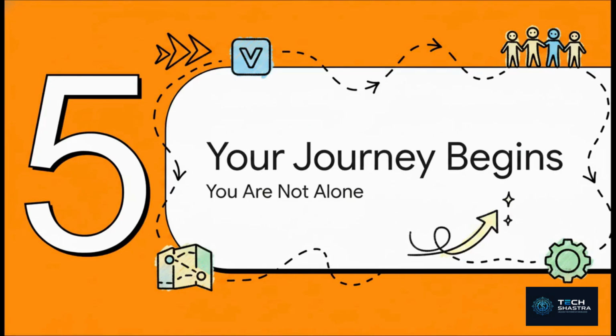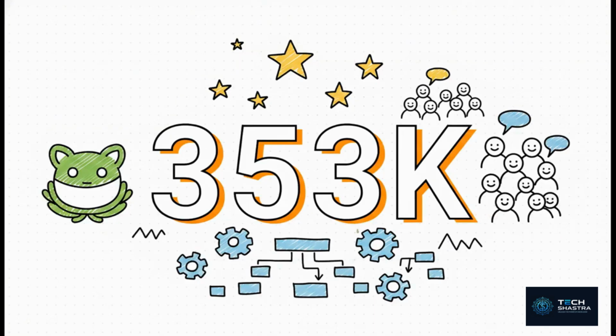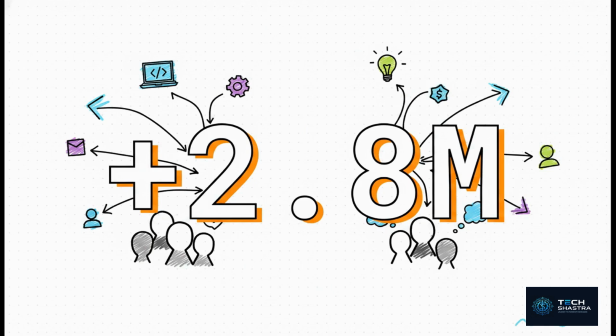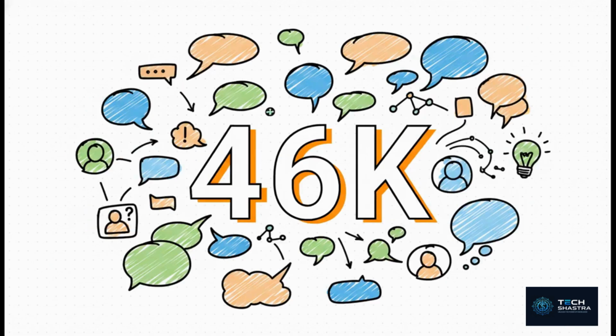So you have the map, you have the tools. But probably the most important thing to remember as you get started is this. Your journey begins now, and you are absolutely not alone in this. Just look at this number. Vue has over 353,000 stars on GitHub. That's not just a vanity metric. That represents a massive, active community of people all over the world who are building with and improving Vue every single day. And how about this? Over 2.8 million registered users on roadmap.sh. That means millions of other developers are on a learning path, many of them walking the exact same steps you're about to take.